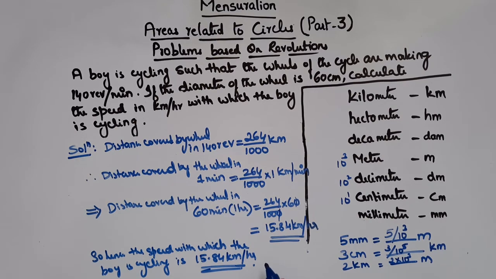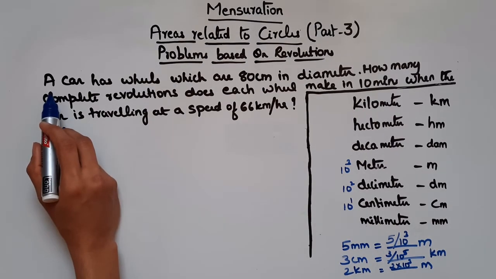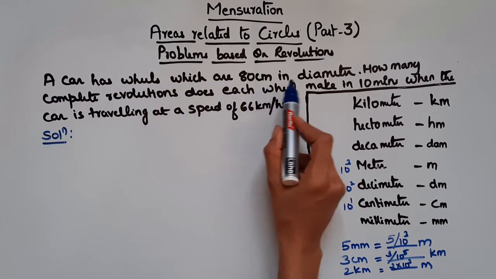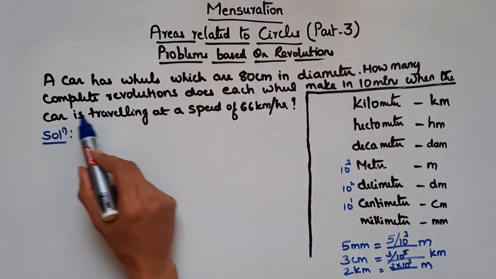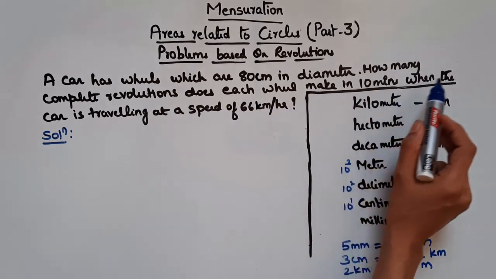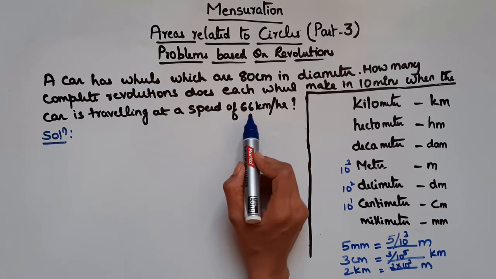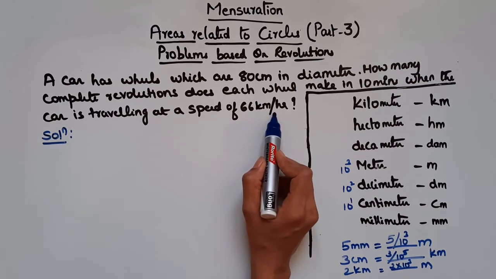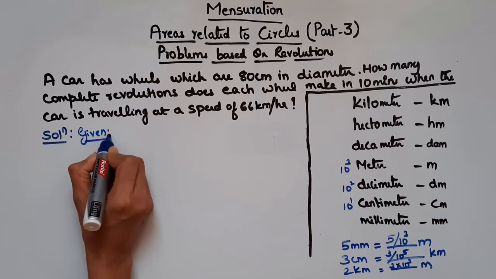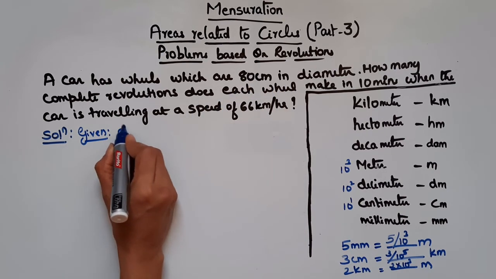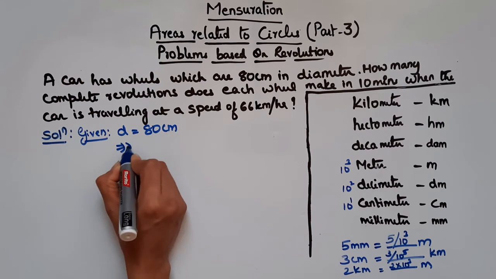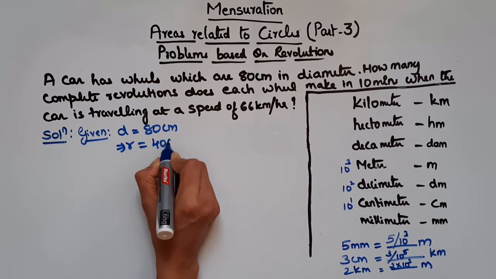Now let's see one more problem. Here it says a car has wheels which are 80 cm in diameter. How many complete revolutions does each wheel make in 10 minutes when the car is traveling at a speed of 66 km per hour? So first let's write what is given. So given here is diameter of the wheel. So diameter is 80 cm. So this implies your radius is 40 cm, right?